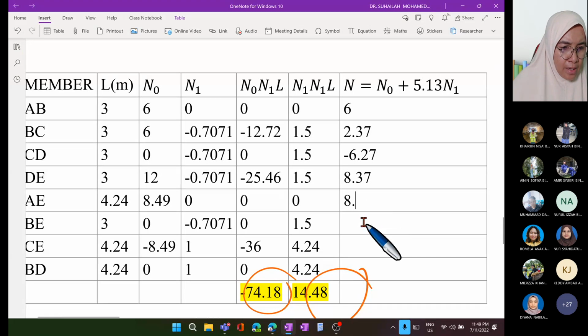8.49. Okay, next is negative 6.27? Negative 3.63. 3 point? 6. Negative 3.63. Isn't it the same as the one above? The one above is wrong. Okay, this one is 3.63. Yes. 3.63.